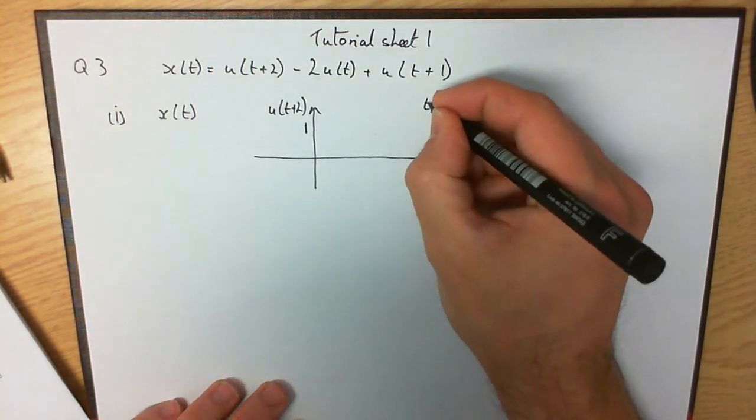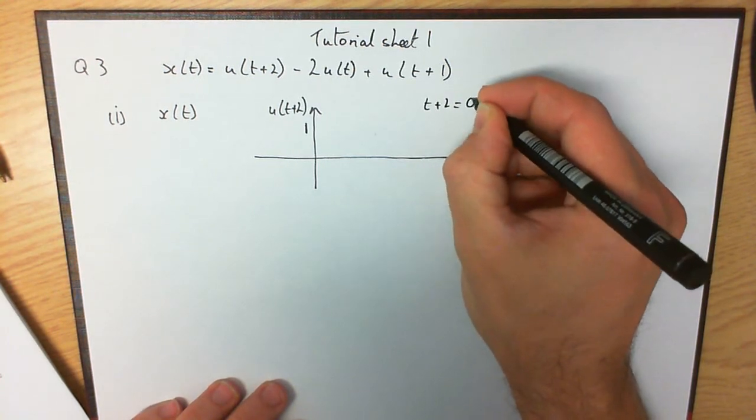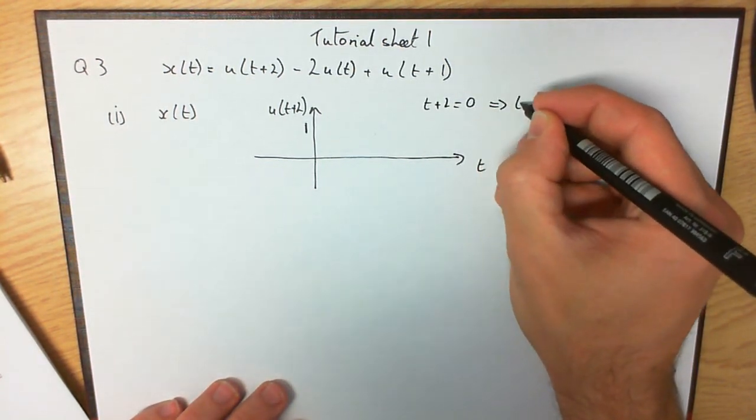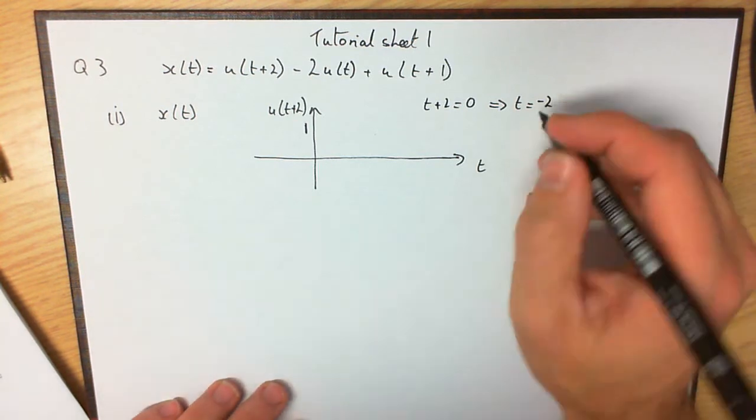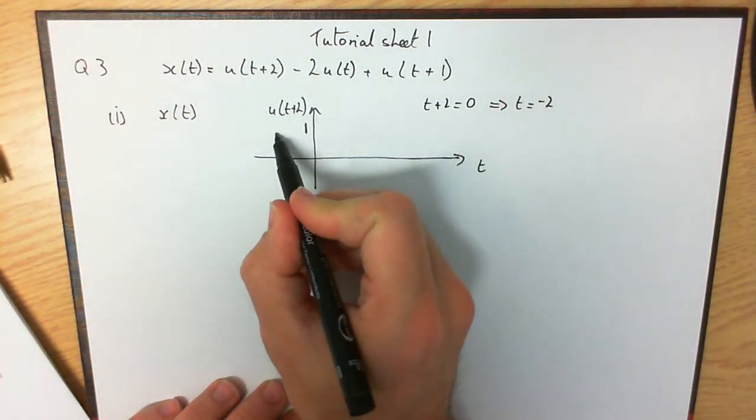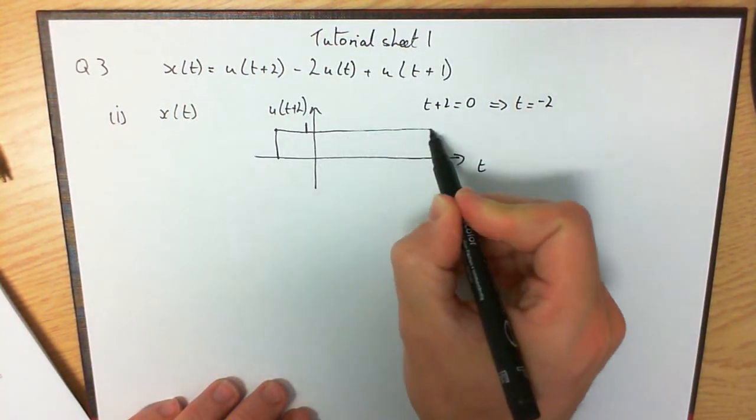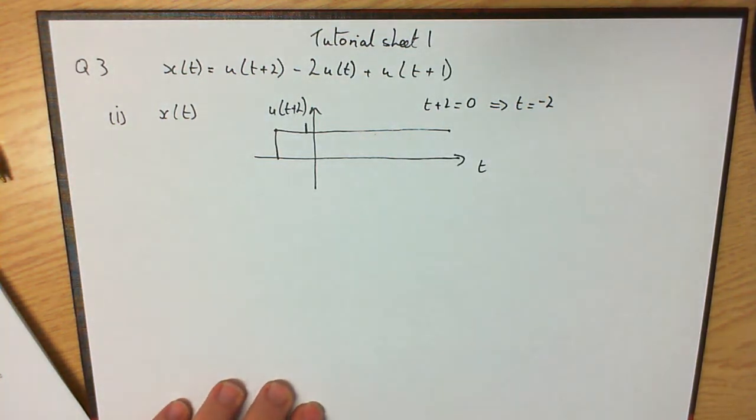Well, again, we'd work that out. So t plus 2 is going to be equal to 0. In other words, that occurs at t is equal to minus 2. So that's going to be a graph that looks something like this. It goes on to infinity.